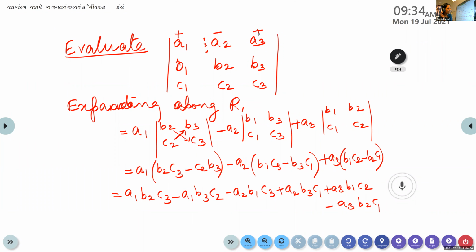Okay? Write this down. Here we are expanding along the first row.